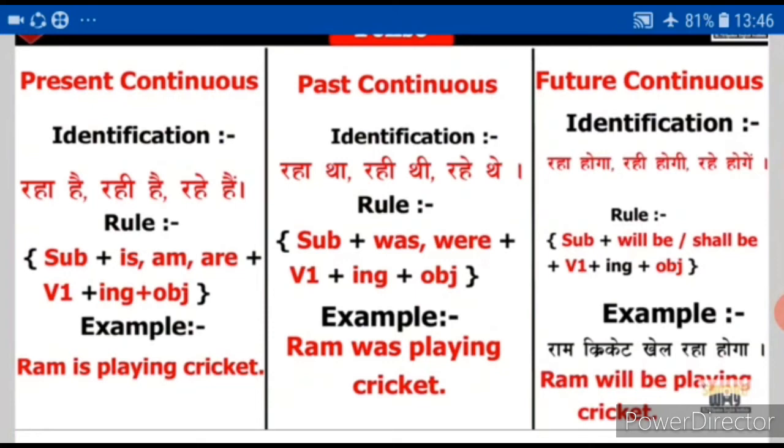Same in the past continuous, its identification is raha tha, rahi thi, rahe the. For the rule: subject plus was or were plus first form of verb plus ing plus object.